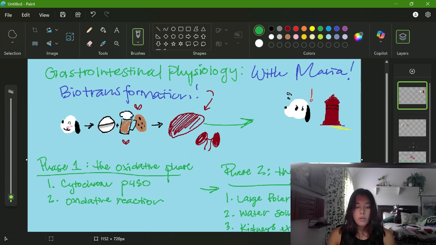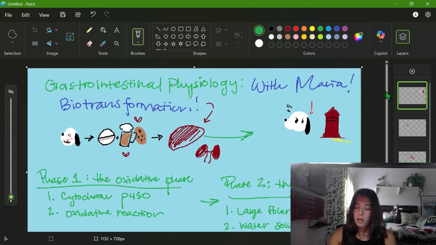And so in this video, we've highlighted that biotransformation is an important process by the liver to create non-toxic byproducts that are then water-soluble and easy to excrete and keep our friend Snoopy pretty healthy.